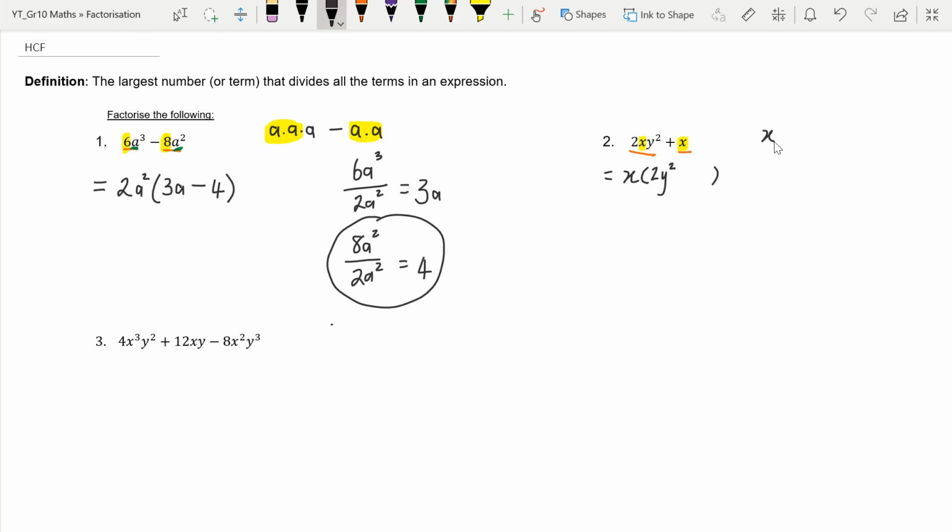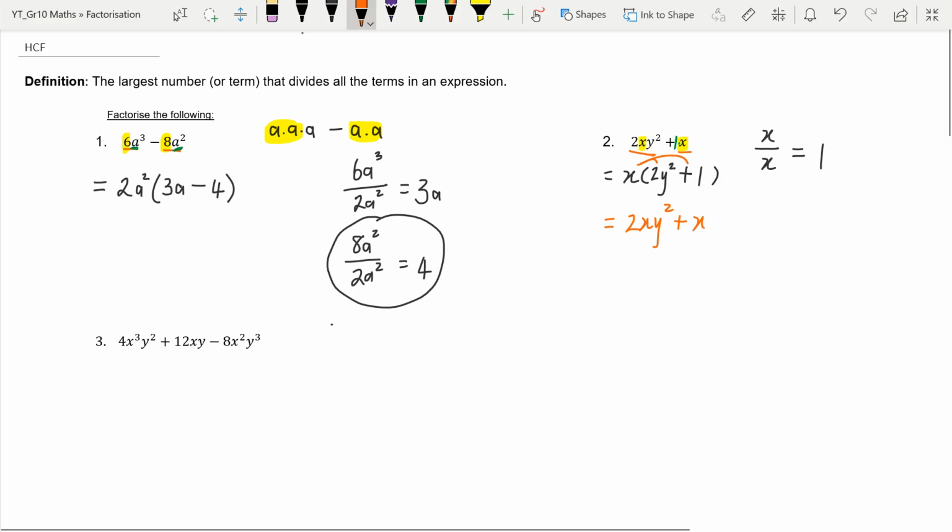We take the second term and we divide it by the common factor. And when we do that, it's 1. So we will have a remainder of 1. And remember, we also have that imaginary coefficient of 1 there. And let's do a check and see if we are correct. If we multiply it back out, let's see if we get back to where we started. And we do. So that means that we are correct. Let's look at the third one.